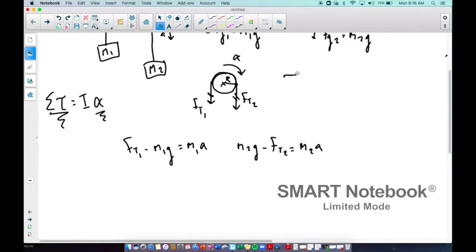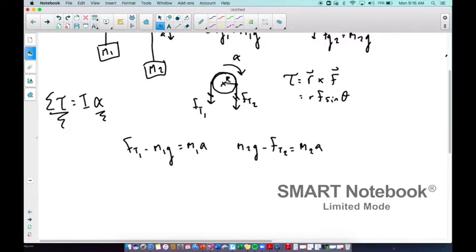Remember that torque is defined as R cross F, where that simplifies to RF sine theta, where theta is the angle between those two vectors. And remember what the R vector is? It's the vector from the axis of rotation to the point of application of the force.